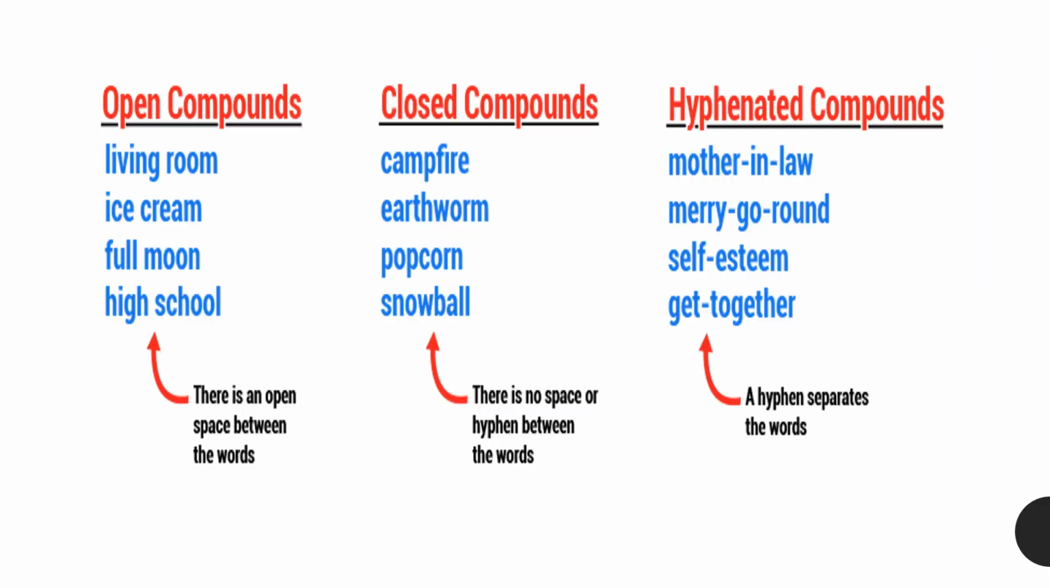Remember, for open compounds, there is an open space between the words. So living room, ice cream, full moon, high school are examples of open compounds. For closed compounds, there is no space or hyphen between the words. Examples: campfire, earthworm, popcorn, and snowball. For hyphenated compounds, we use a hyphen to separate the words: mother-in-law, merry-go-round, self-esteem, and get-together.